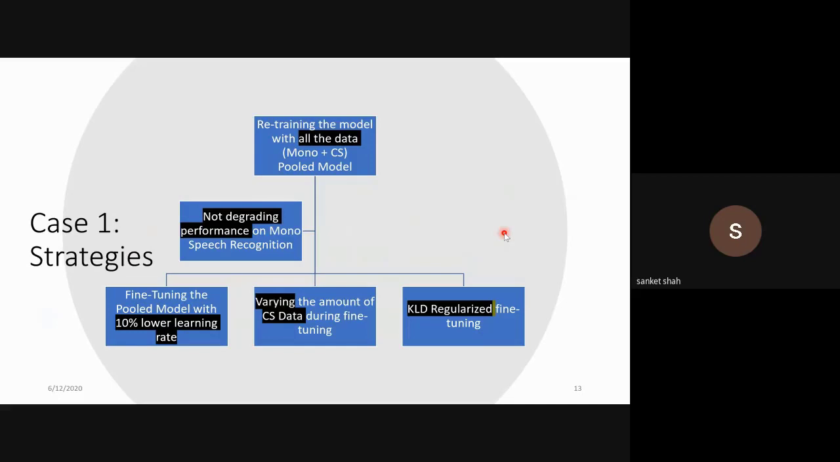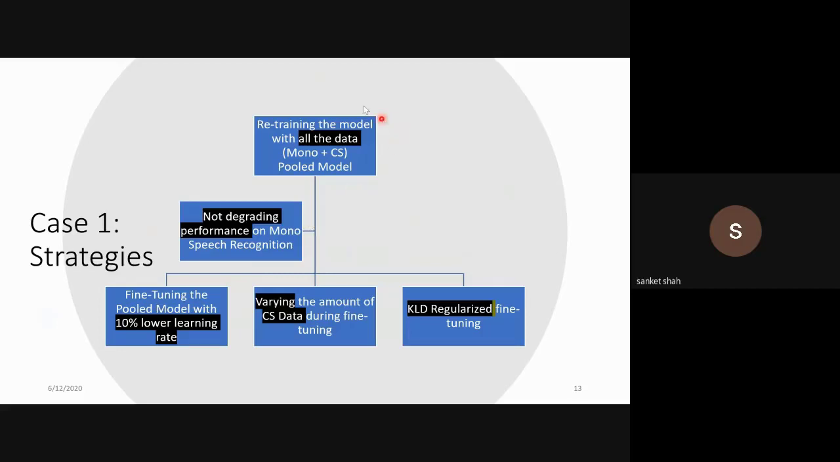So yeah, we need to come up with some strategies for case one. We already know that case one was we have access to all the data and also retraining the systems from scratch. So the first step we did was we just retrained the model with all the data, and that is what we call our pooled model, and we treat it as our baseline. Now there's suddenly a new task which comes up. Even in practical scenarios, code switching has become very common currently than it was probably a few years back. We have this new task.